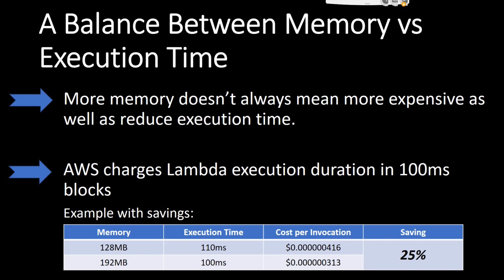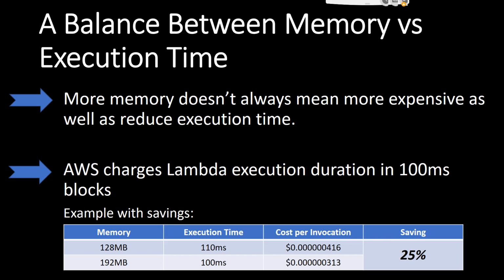The second thing you need to know is that AWS charges you for the execution duration in 100 millisecond blocks. How does it matter? Let's take a simple example. If you are running an application with 128 MB memory and its execution time is 110 milliseconds, then it will charge you for 200 milliseconds, which is the nearest rounded millisecond block for which it can charge you.